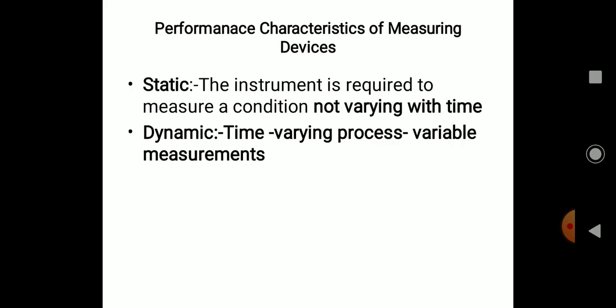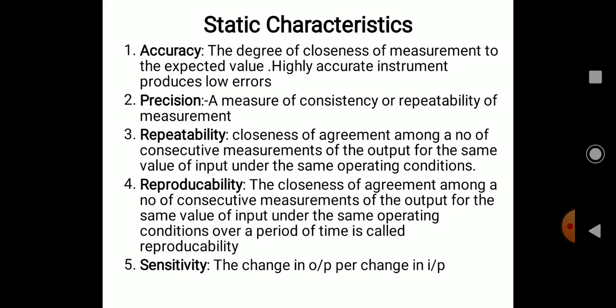If the instrument is required to measure a condition that is not varying with time, it is called static characteristics. Whereas dynamic characteristics means time varying process variable measurements. Let us discuss the details of these two. Static characteristics.